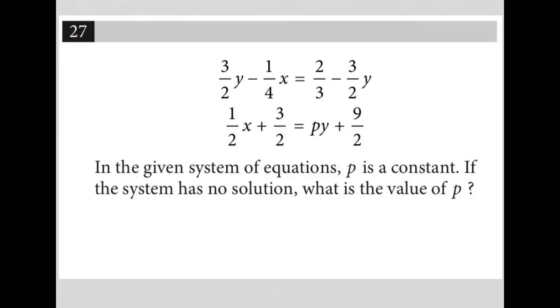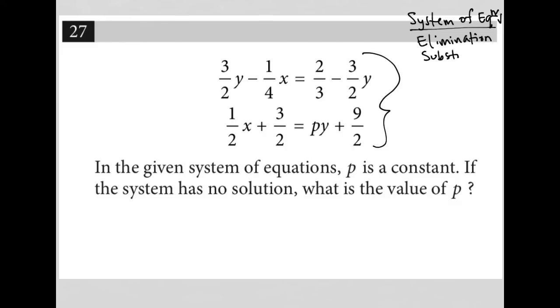So this question provides us with a system of equations. Whenever we have a system of equations question, we should be considering the use of elimination as a process to solve that system, or substitution. But typically on the SAT, it's going to be elimination. So the question says, in the given system of equations, P is a constant. So there is my P.